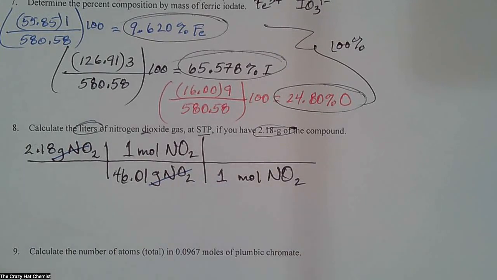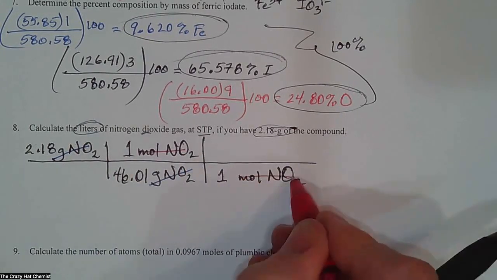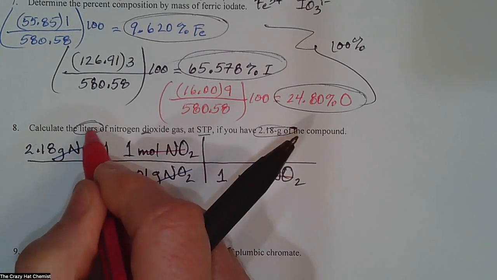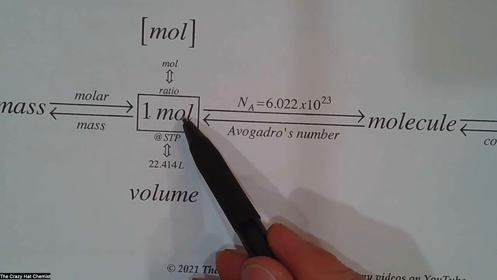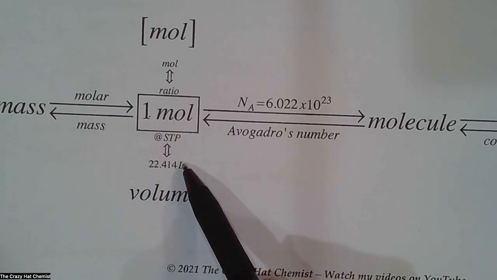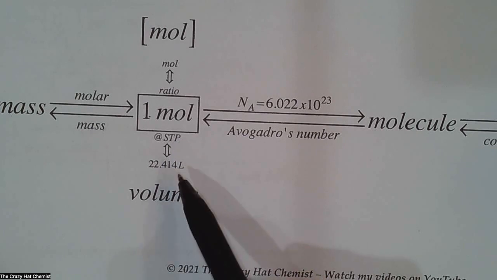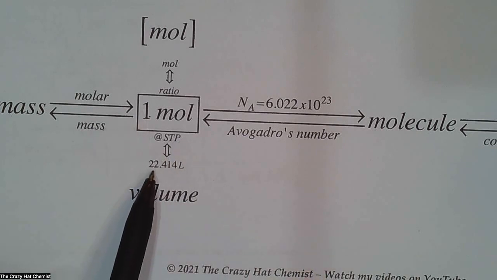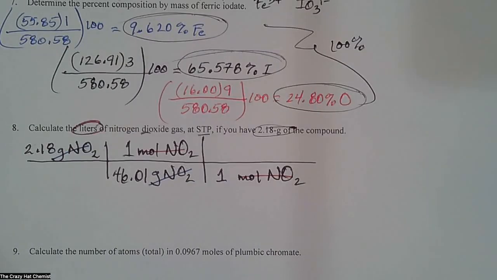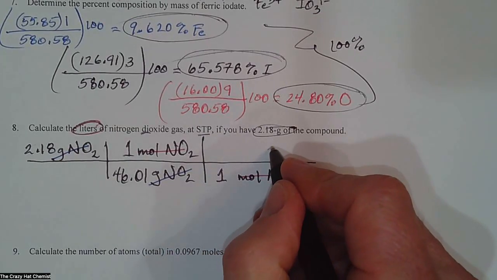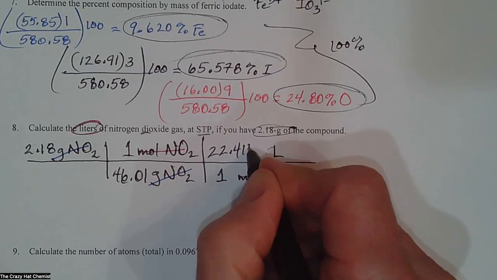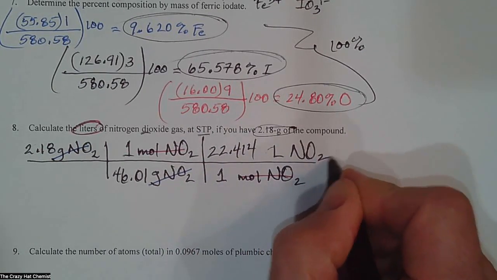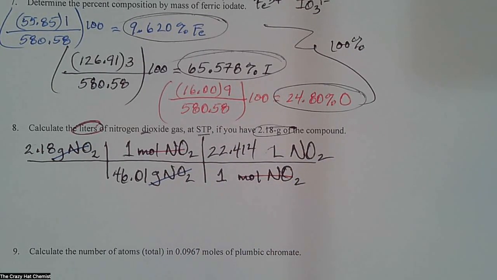All right, now this will enable us to cancel out moles of NO2. And again, we are trying to solve for liters, which is a volume. So I am going to go from moles to volume, and I can only do this if it's at STP, and that is 1 mole is equal to 22.414 liters. 1 mole is equal to liters, and that's 22.414, and that's NO2. Perfect.